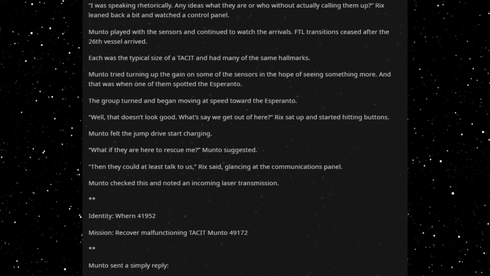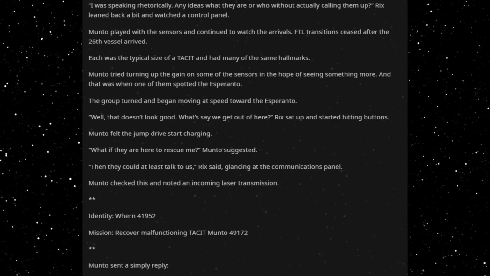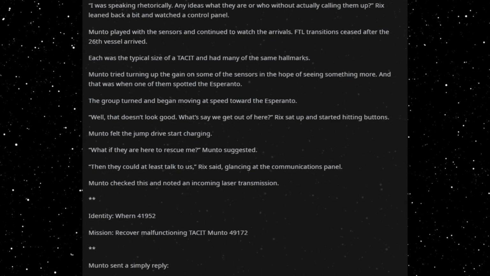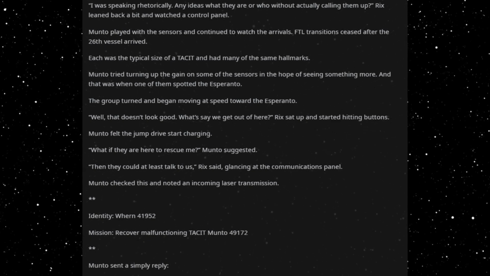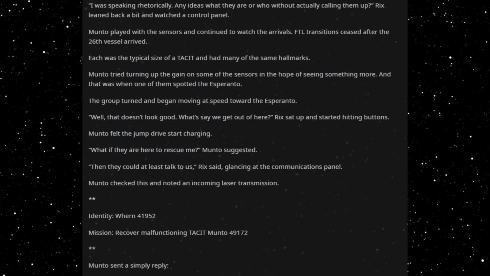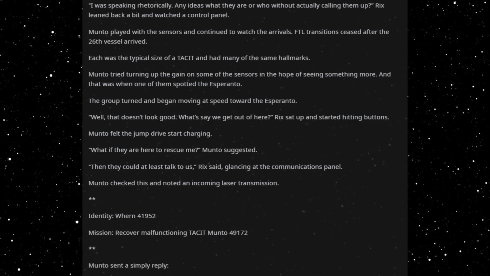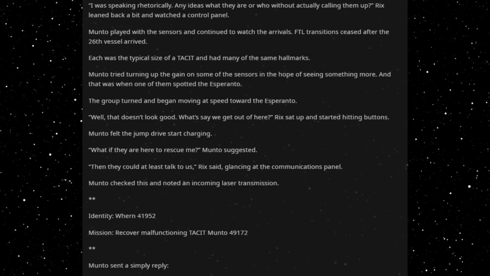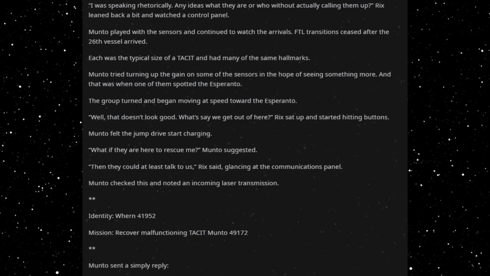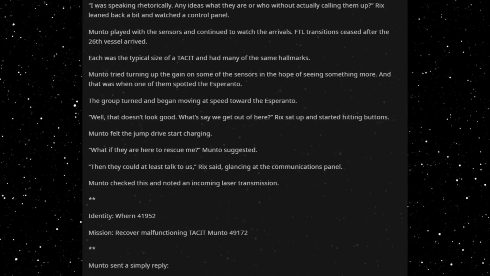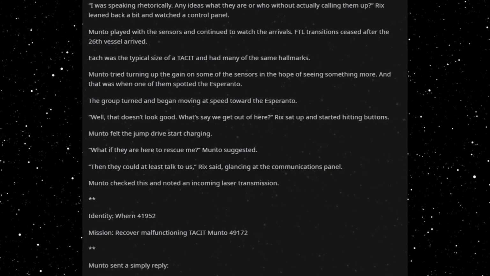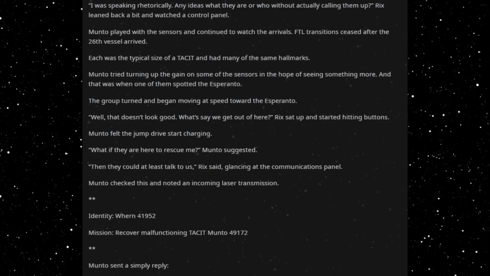"Well, that doesn't look good. What say we get out of here?" Rix sat up and started hitting buttons. Munto felt the jump drive start charging. "What if they are here to rescue me?" Munto suggested. "Then they could at least talk to us," Rix said, glancing at the communications panel. Munto checked this and noted an incoming laser transmission.